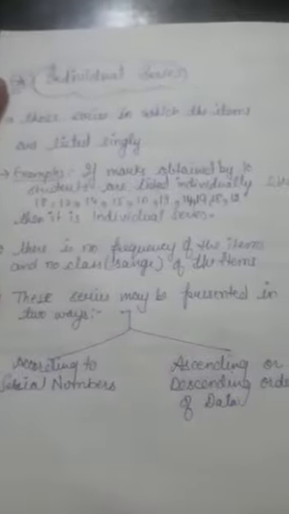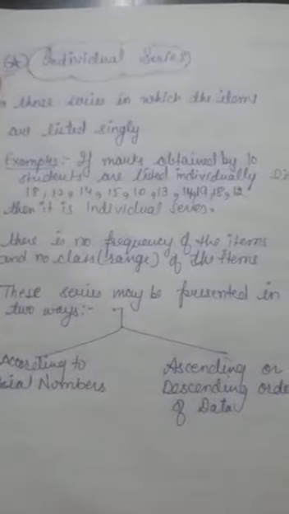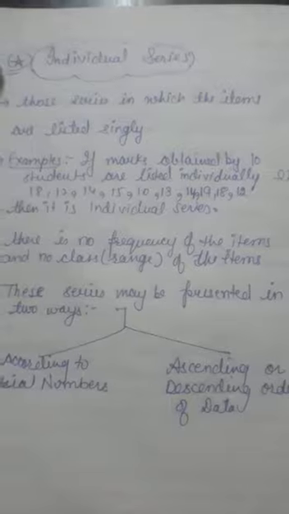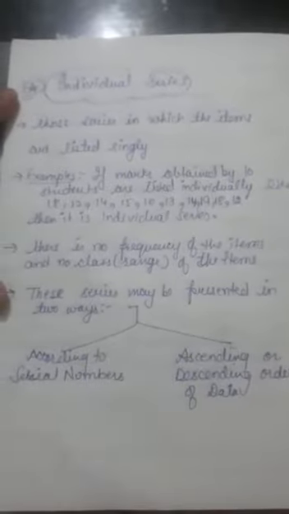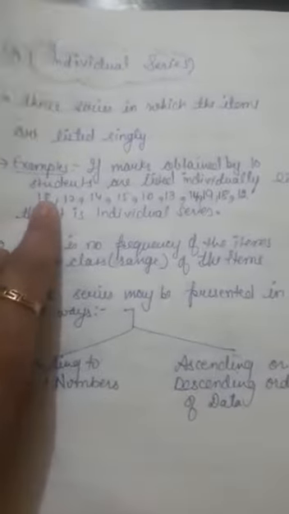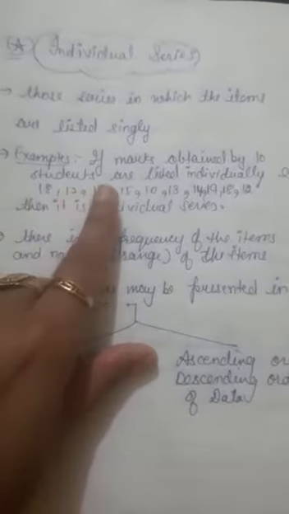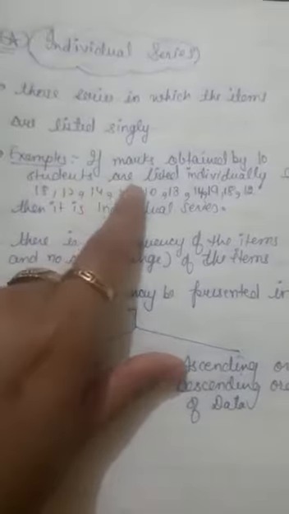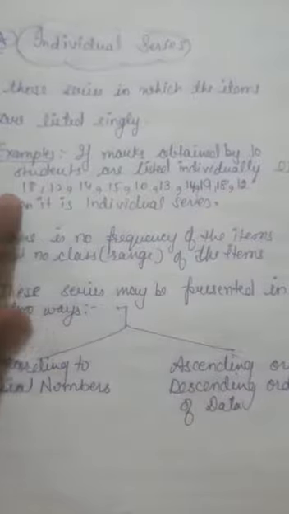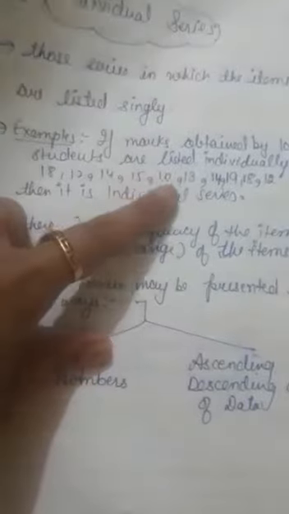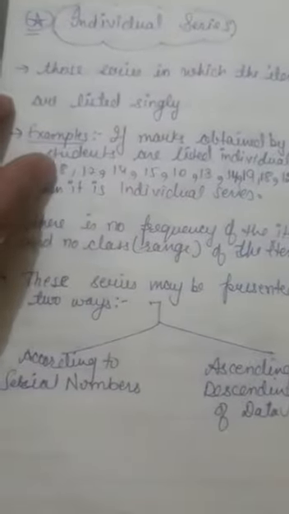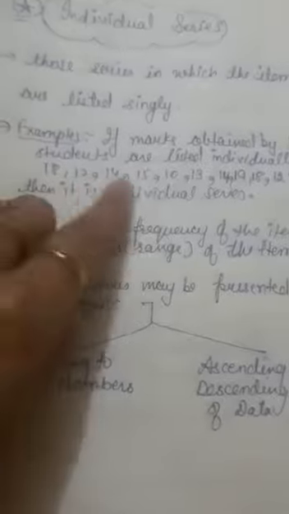Like for example, here we have marks obtained by 10 students and those marks are listed singly, like this: 18 by one student, 12 by the second student, 14 by the third student, 15 by the fourth, and similarly 10, 13, 14, 19, 18 and 12. These are the marks of 10 students. Now these marks are listed individually for each student. So this type of series where the items are listed singly is known as individual series.